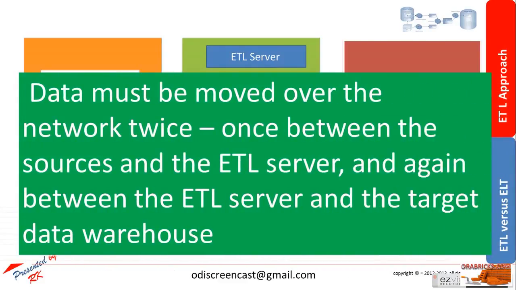So there will be a two-phase data loading approach followed by ETL. Data must be moved over the network twice. Once between the sources and the ETL server, which is basically the first phase of data load, and again between the ETL server and the target warehouse server. Sometimes data must be moved more than twice also, that we will see in the next slide.